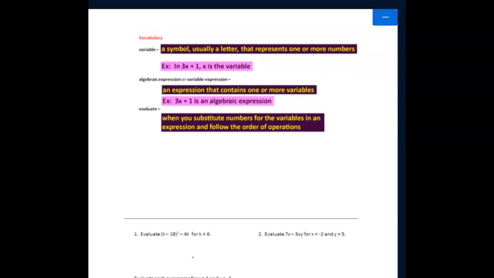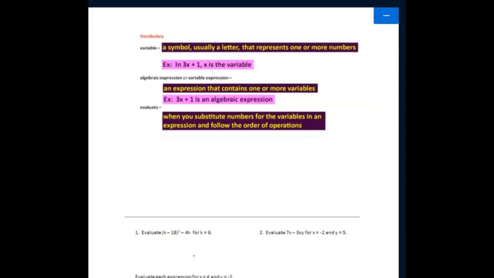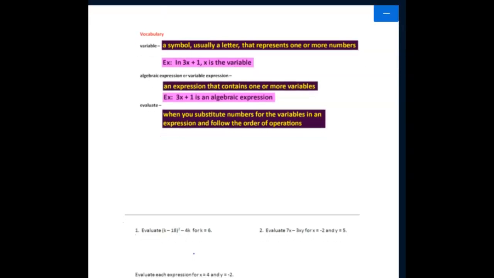We have the example 3x plus 1, where x is the variable. An algebraic expression or variable expression is an expression that contains one or more variables. So 3x plus 1 is still an algebraic expression.